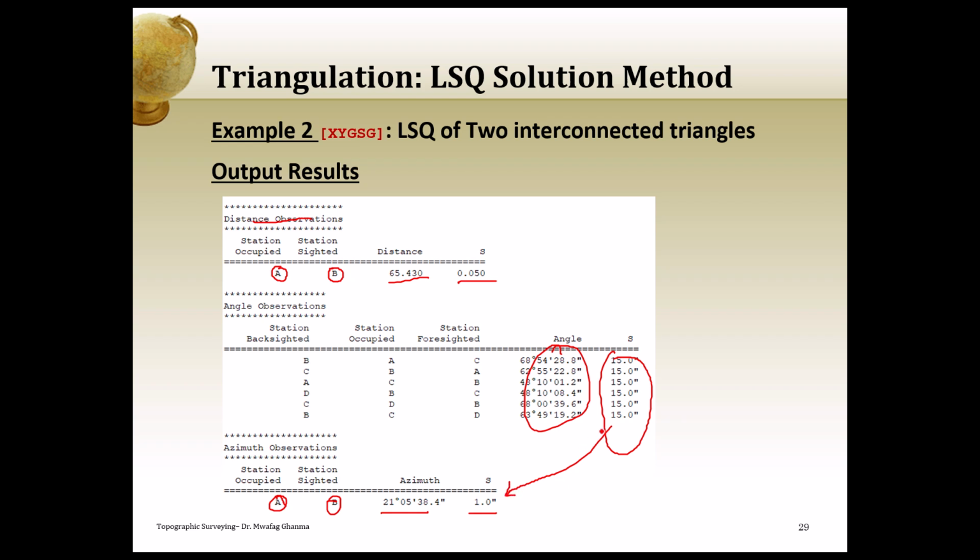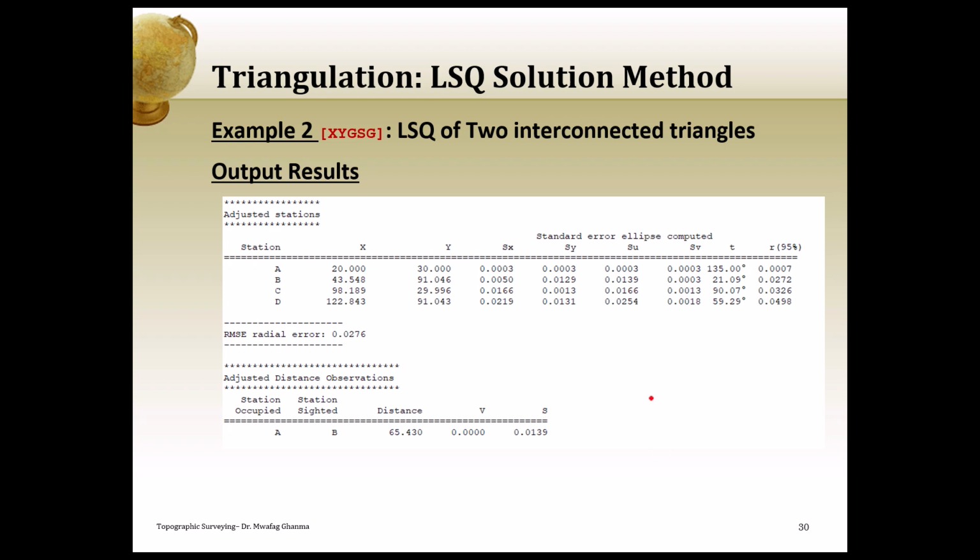Can you see the accuracy, or let's say the precision? The standard deviation of the angle measurements is 15 seconds, while for the azimuth of the line it is 1 second, because this is control information that we needed, so it must be measured very, very precisely. This is what we do in the field: the azimuth is always calculated in the best way we can, so it will have a small standard deviation compared to the regularly measured angles.